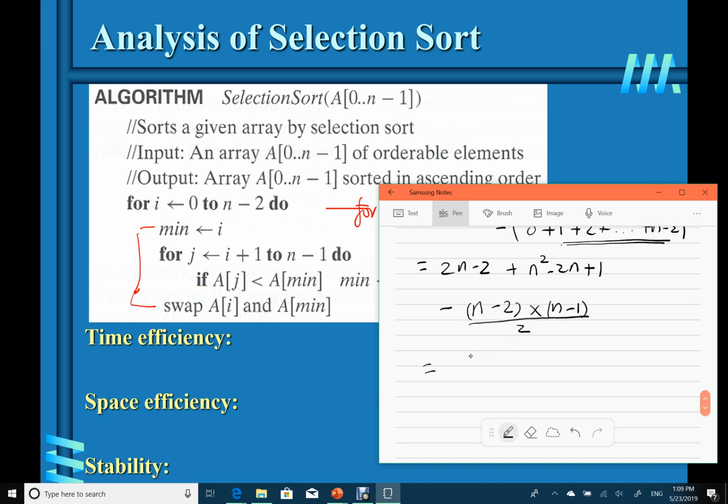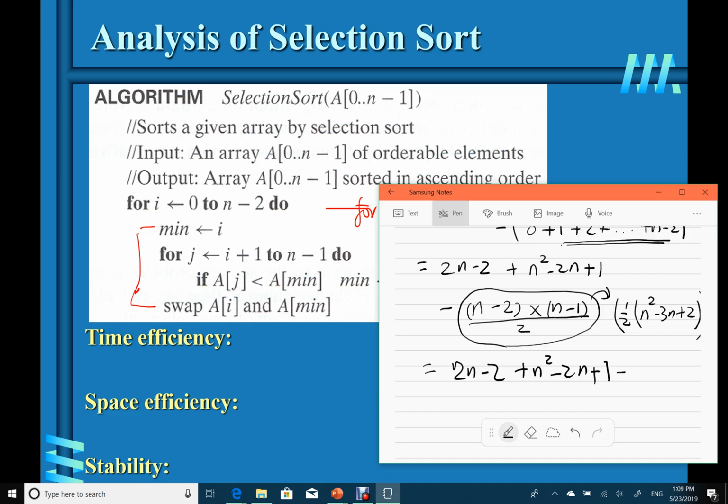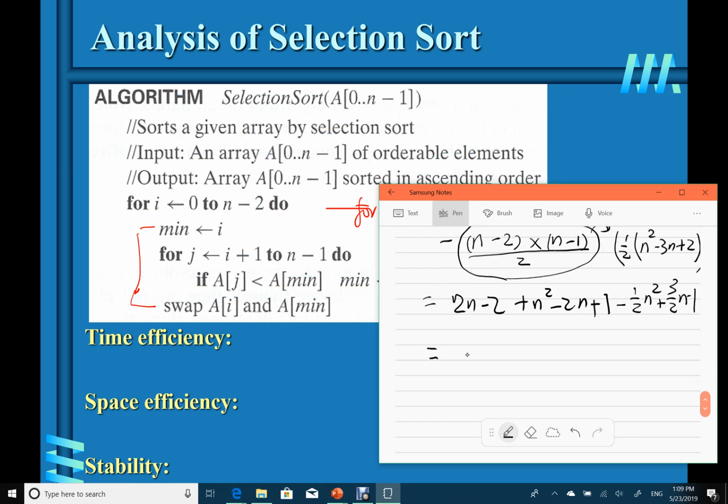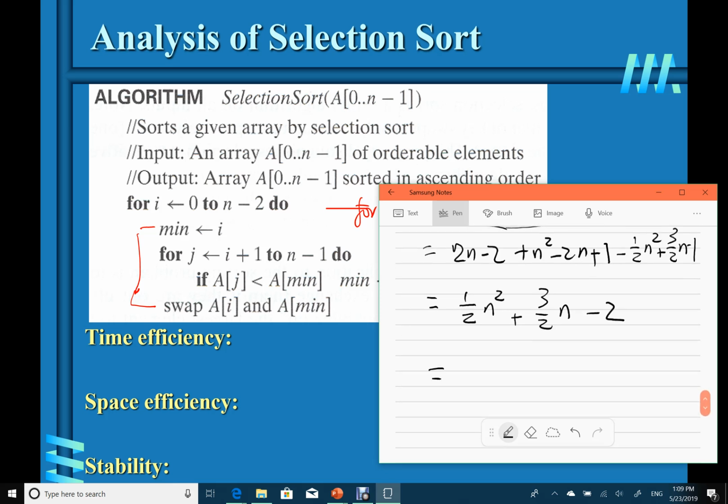So it is 2n minus 2 plus n squared minus 2n plus 1, and minus, this part can be replaced by half of n squared minus 3n plus 2, right? And so it's minus n squared plus 3n minus 1, right? Then in total we have n squared plus 3n minus 2, right? And based on the big O notation, we ignore lower order terms.